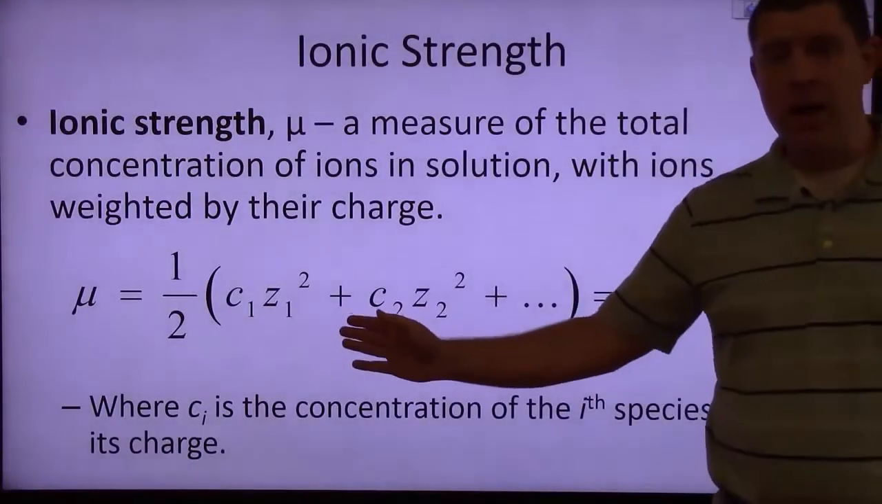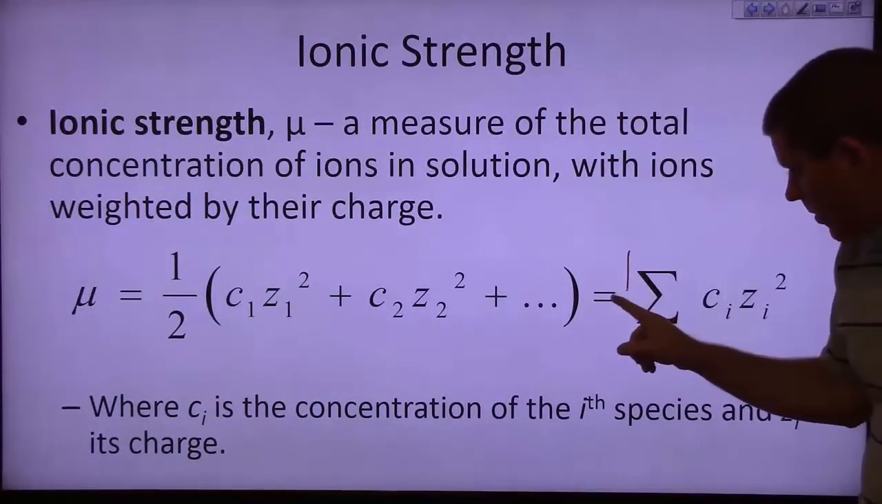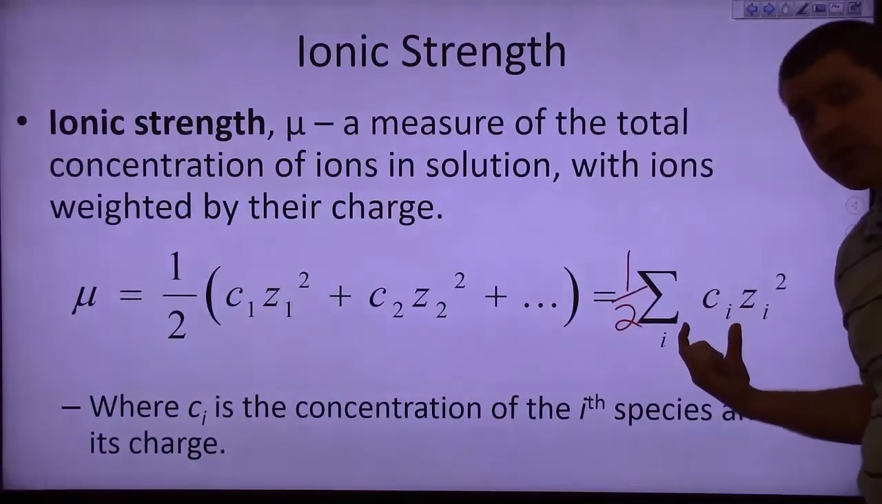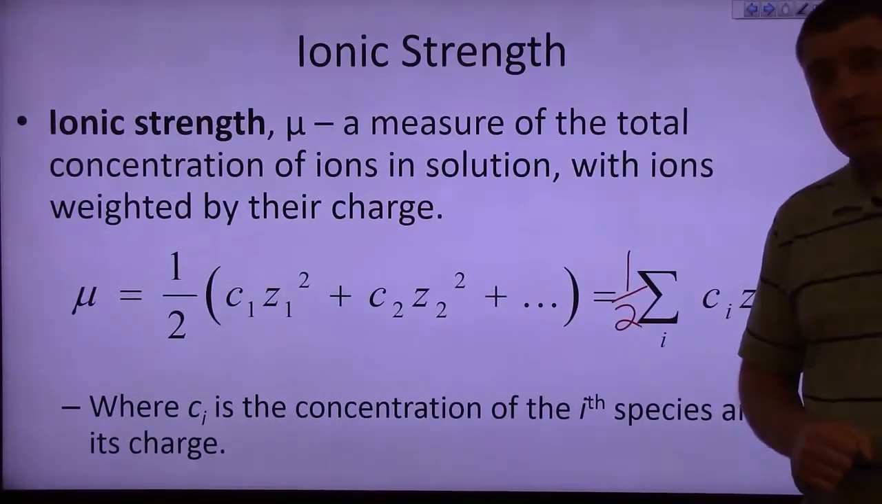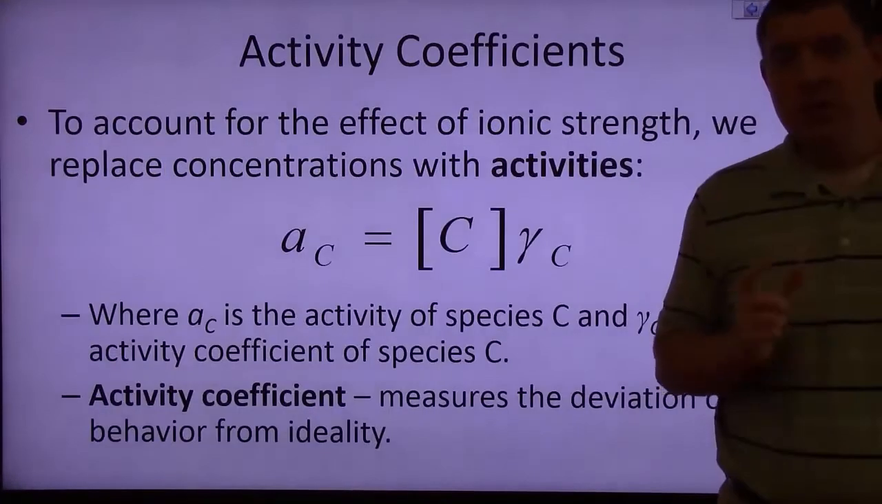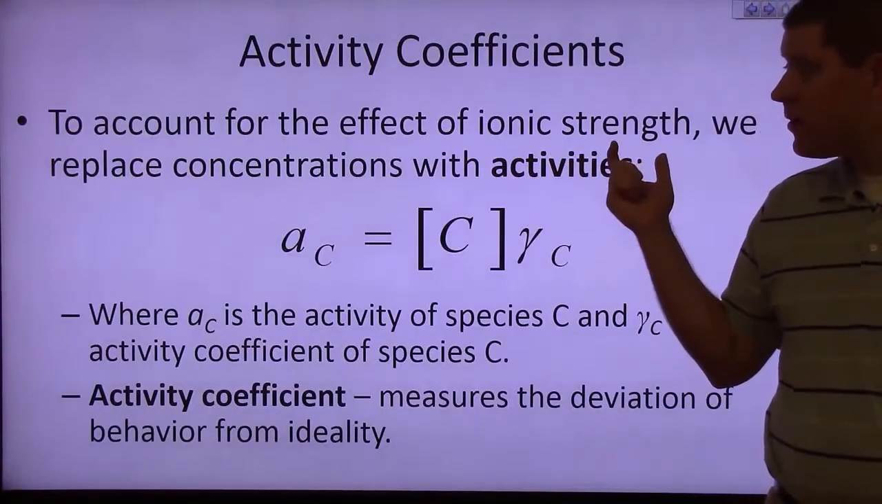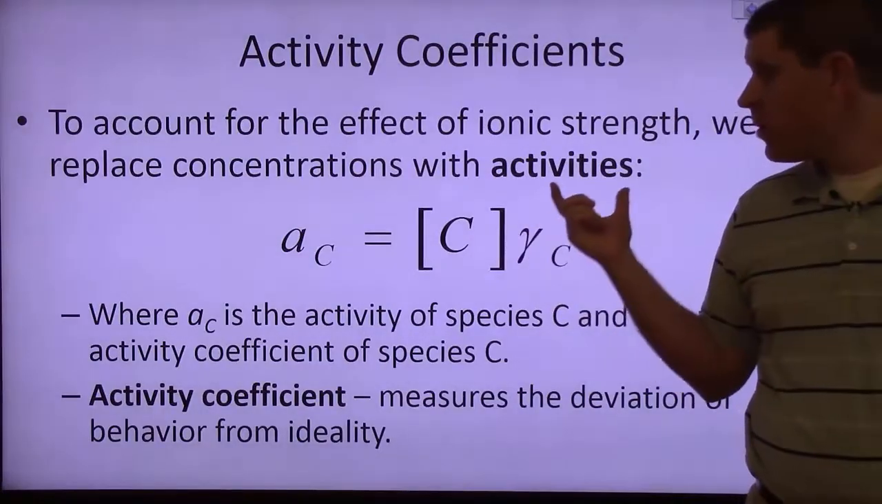In other words, the ionic strength is equal to 1/2 of the sum of the concentration times the square of the charge for each species. So now let's turn to activity and activity coefficient. To account for the effect of ionic strength, we replace our concentrations with activities.